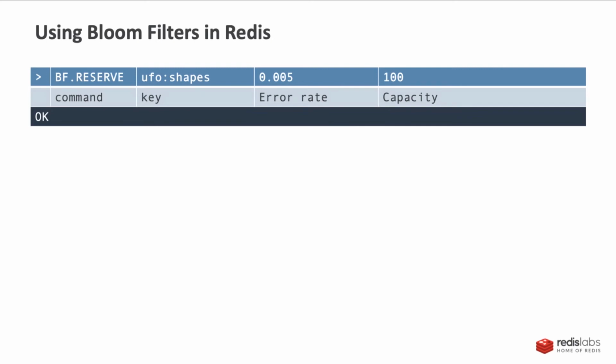and it's in the Redis Bloom module. And so you can just tell it your error rate and your capacity. So here we call bf.reserve with Redis Bloom. We give it a key that we want to store these things in, UFO shapes. Give it an error rate. We find 0.5% of error acceptable, and we want to store 100 items.